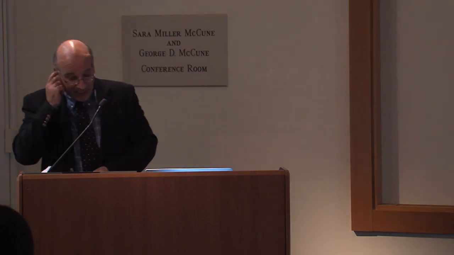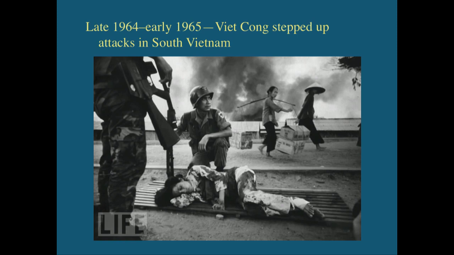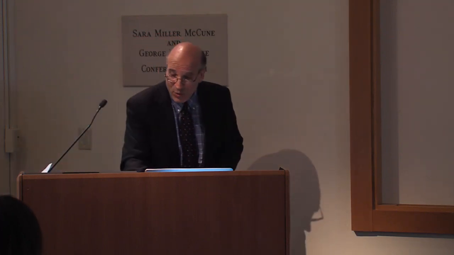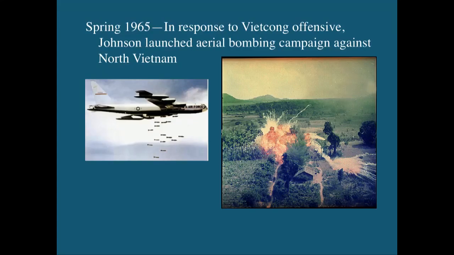And the Viet Cong were not shy about handing Johnson such a pretext. In late 1964 and early 1965, they staged a series of highly effective attacks on the South Vietnamese army and on American air bases. It was the first time the Viet Cong had directly attacked US targets themselves. Johnson responded in two ways. First, he launched a major aerial bombing campaign against North Vietnam. Second, he began quietly, without fanfare, increasing the number of troops stationed in South Vietnam.